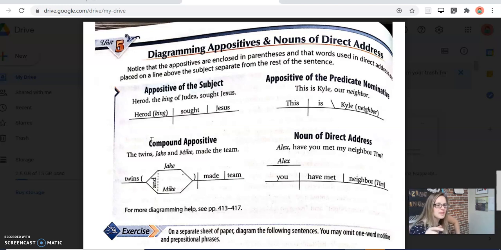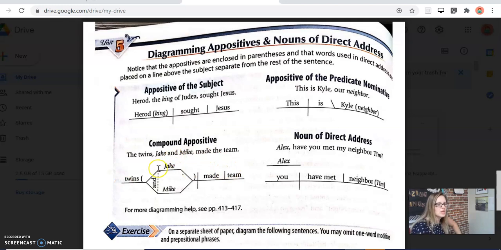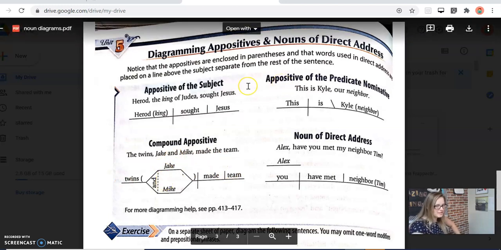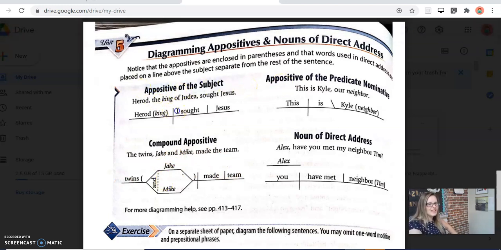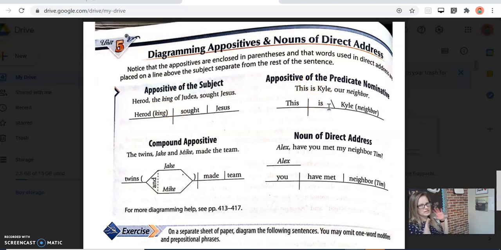Anyway, compound appositives: The twins, Jake and Mike, made the team. Notice this is kind of interesting looking. This whole diamond is enclosed with these little sets of parentheses. Twins made the what? The team. What twins? Jake and Mike. Now, an appositive can be with an action verb or with a linking verb. It doesn't matter. It's not the same category as direct objects and other complements. This is just extra information thrown in, and you can throw extra information in anywhere.